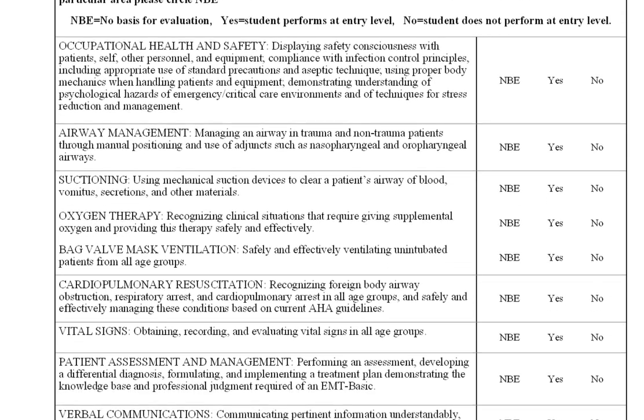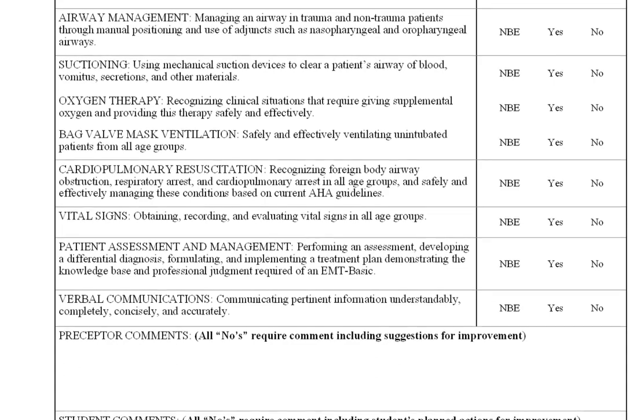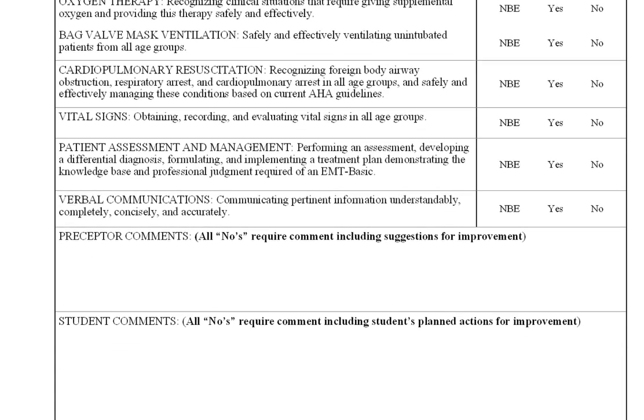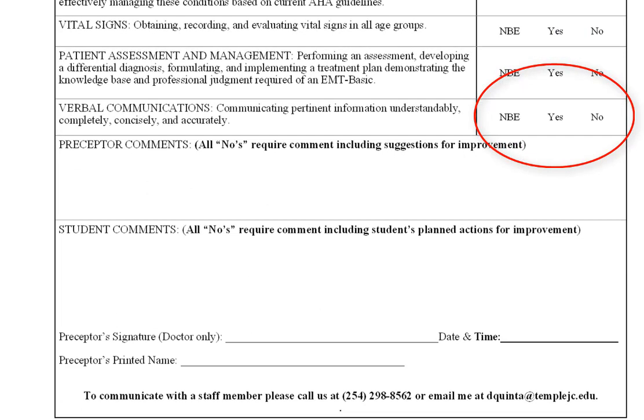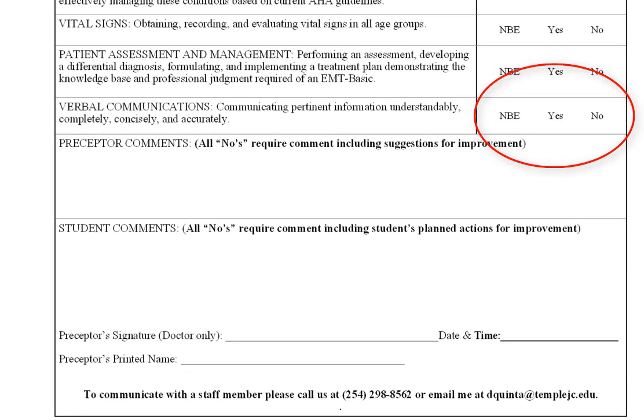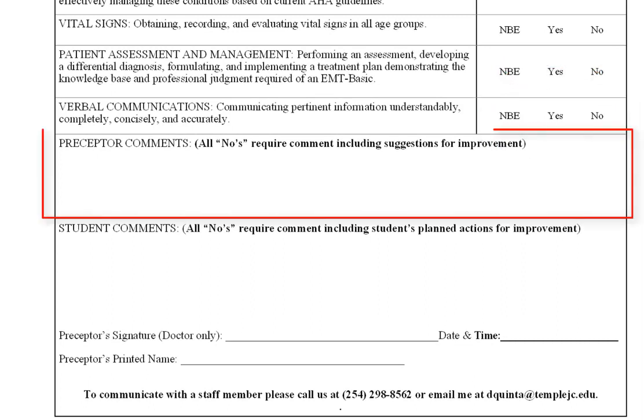The specific objectives change based on the shift and location, so please review the objectives prior to the shift. The evaluation scale is still the same as the affective evaluation. It's either yes, no, or no basis for evaluation, NBE. There's also an area to document any no's at the bottom.